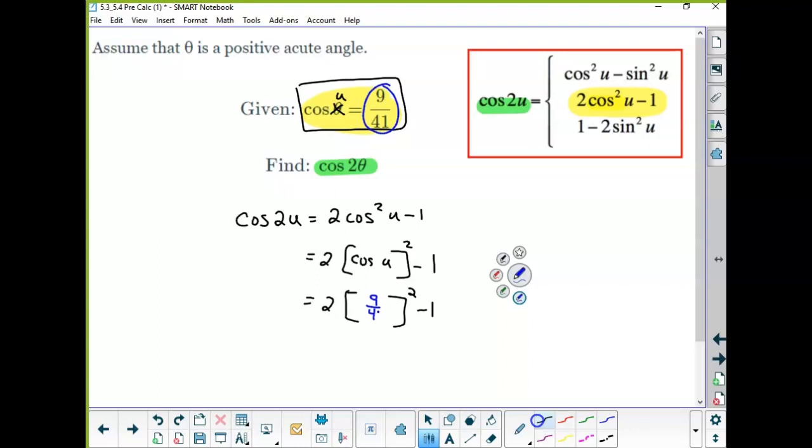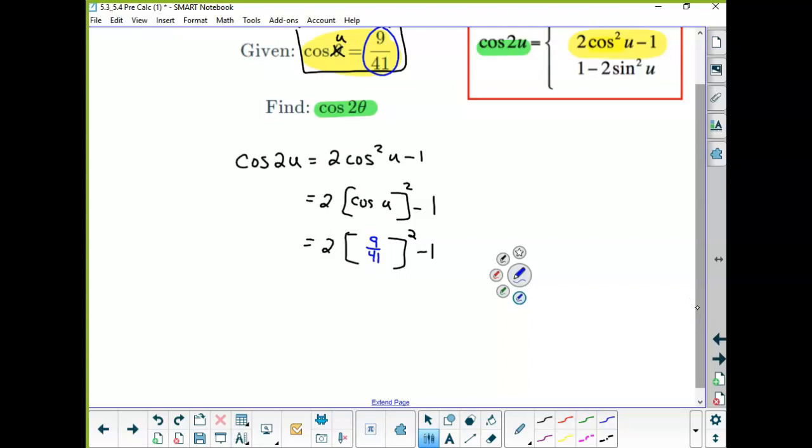Okay, so what is cosine of u? It's 9 over 41. And to be honest, the only thing you really need to be good at here, because you have the formulas, is order of operations. You remember when you square a fraction, you square the top and square the bottom. So when I square this, I square the 9 and the 41. So I get 81 over 41 squared.